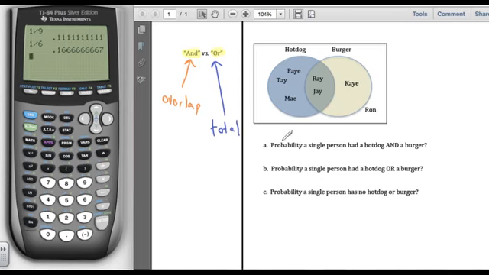A asks, what is the probability a single person had a hot dog and a hamburger? Well, we know there are 2 people out of 7 who had a hot dog and a hamburger. That "and" is where I'm overlapping. That fraction will not simplify, but I can take 2 divided by 7, and I would get 0.2857 or 28.57%.